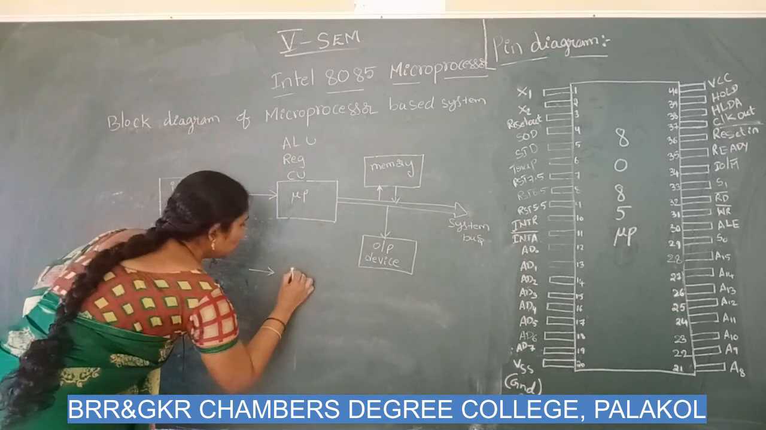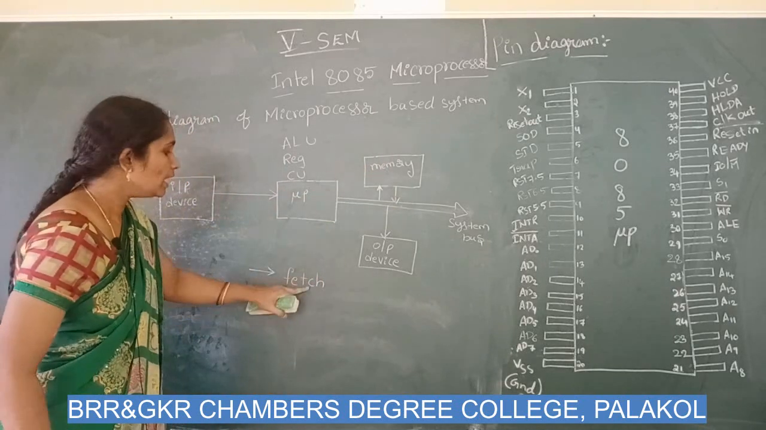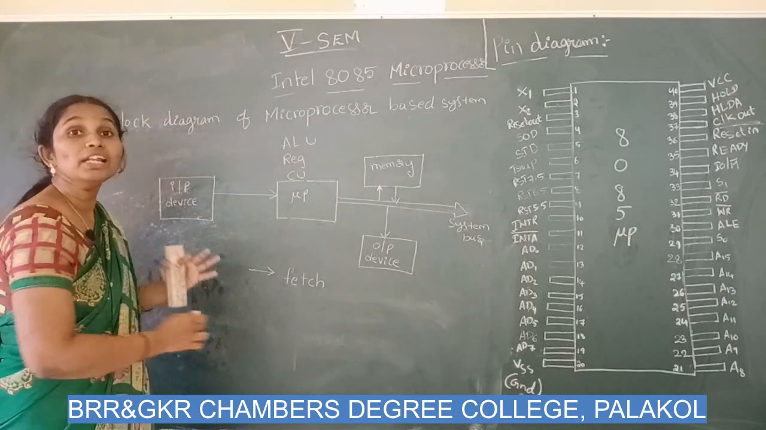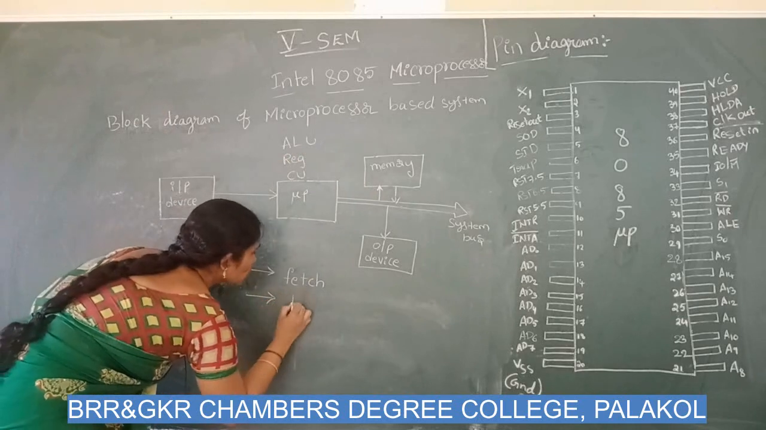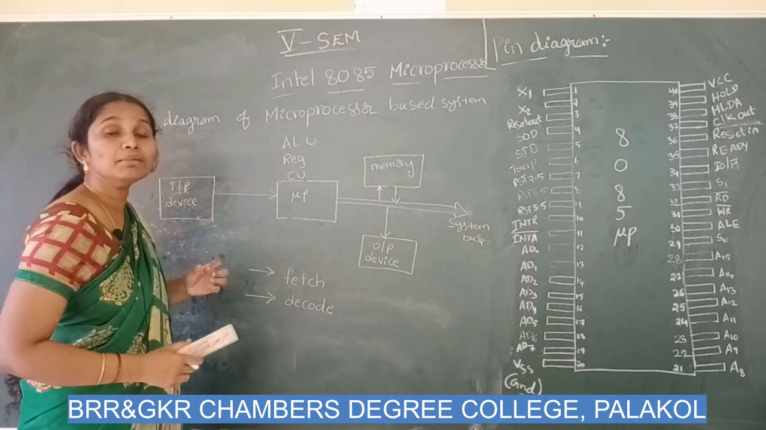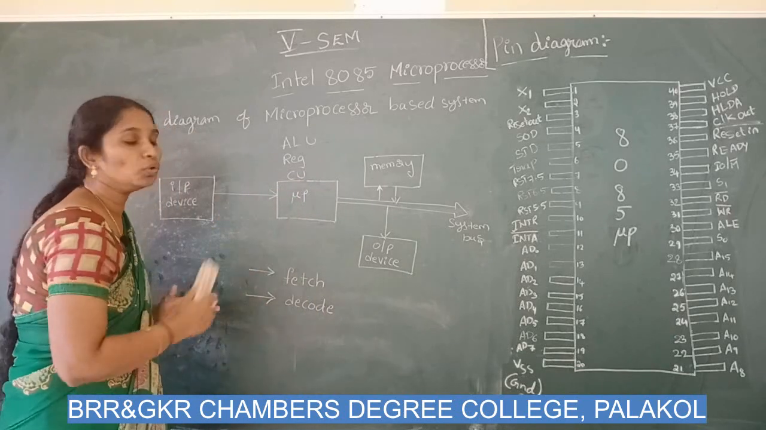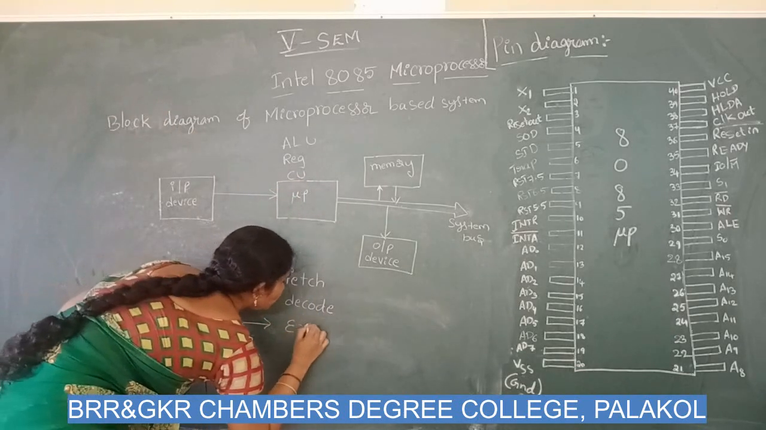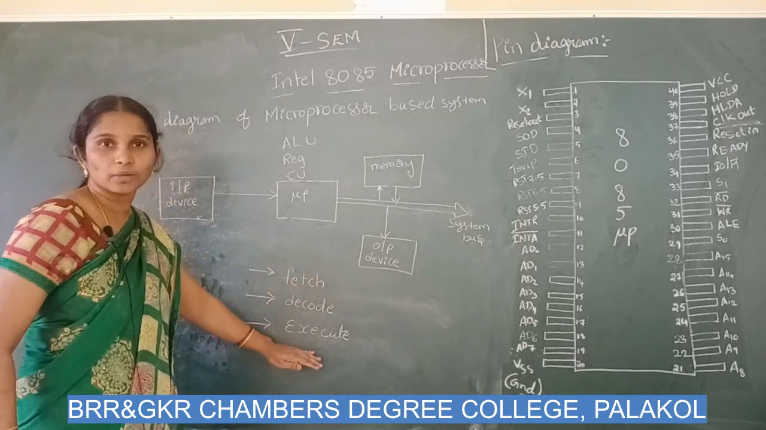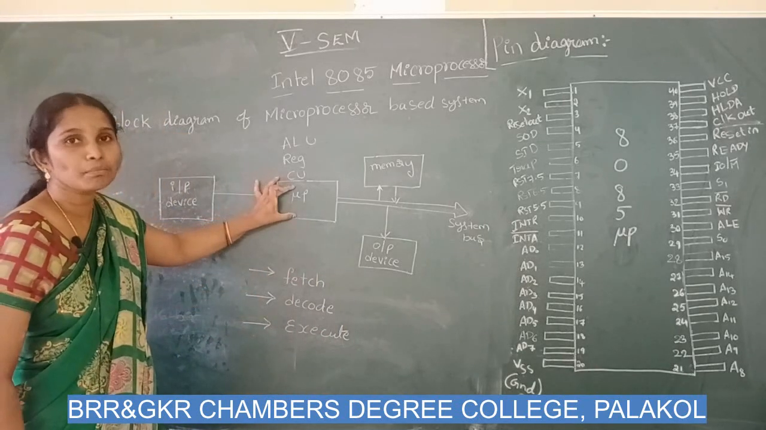So the first operation is it will take the instruction from the memory. Taking is nothing but it will fetch the instruction from the memory. After fetching the instruction, it will decode that instruction. So the next operation is it will decode that instruction. Decoding is nothing but it will interpret that instruction. After decoding, it will execute that instruction. So these are the major operations performed by this microprocessor.